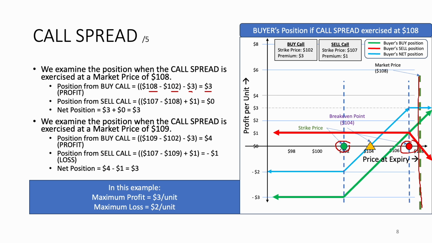From the sell call, because the buyer will exercise the sell call, our investor's strike price is $107 and the market price is $108, so this is minus 1. He will get a premium of $1, so this is plus 1, and this will make his position a break-even position in the sell call. So from this we get that he makes a profit of $3, which is coming from here, and he breaks even from the sell call, which is here. So his net position is that he will earn $3. So this will be his profit.